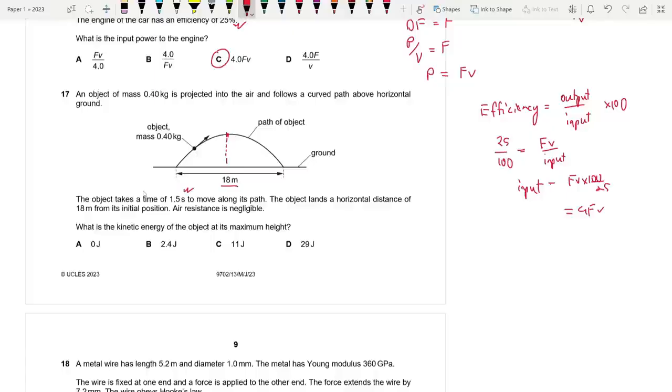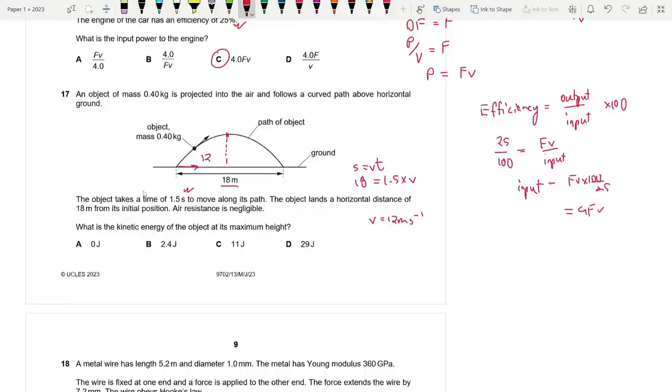So we can actually find out the horizontal velocity using s equals vt. So 18 is equal to 1.5 times v. 18 by 1.5 is 12. v is equal to 12 meters per second. That's the horizontal velocity because it remains constant throughout.